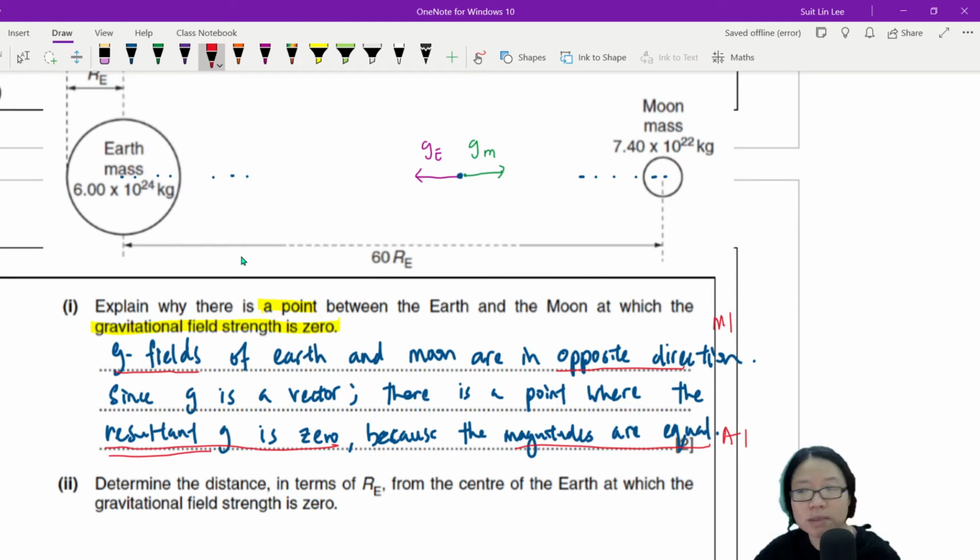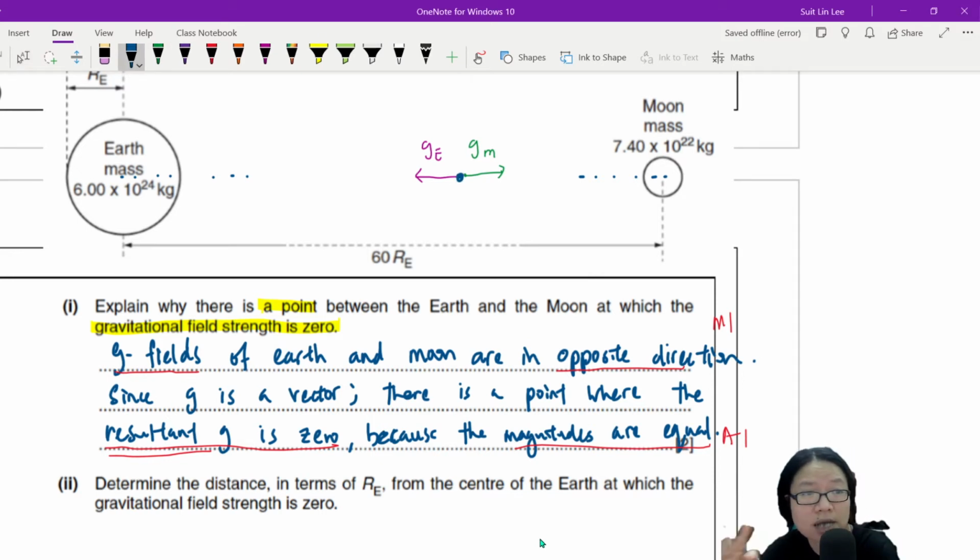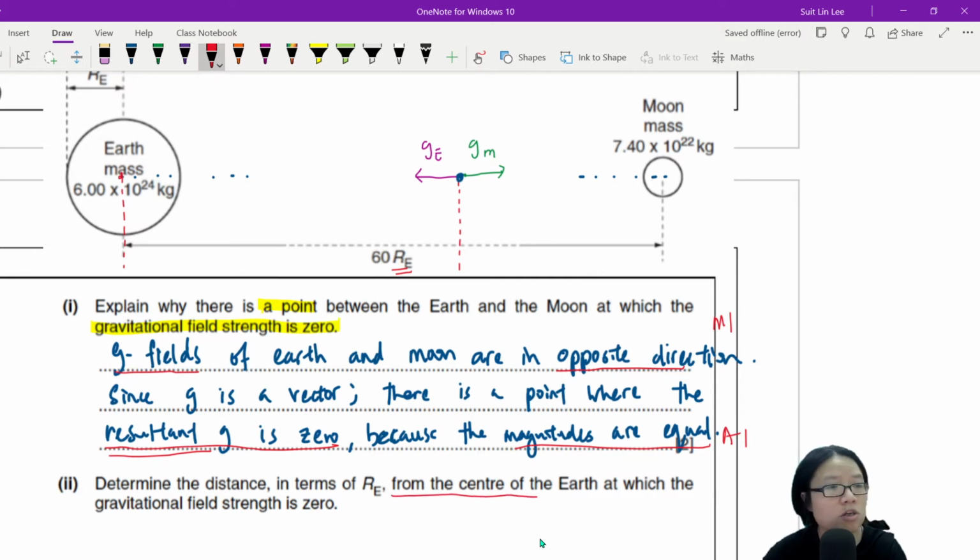Now in part 2, you are asked to determine the distance. You're asked to find the distance in terms of RE from the center of the Earth at which the field strength is 0. So let's say this random point that I draw is where the field strength cancels out. So this field strength is supposed to be 0. They want us to find it in terms of RE from the center of the Earth. So from the center of the Earth is here.